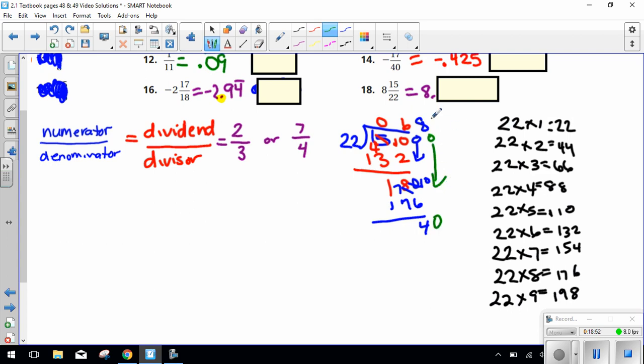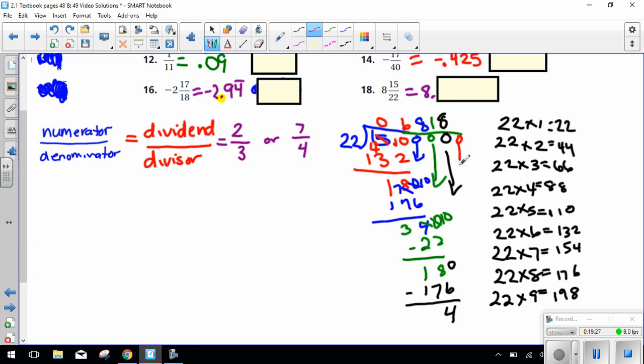22 into 40 is 1. 1 times 22 is 22. And let's subtract. 10 minus 2 is 8. 3 minus 2 is 1. I am going to add a 0 and bring down. 22 goes into 180. It has to be 8 times. 8 times 22 is 176. And from 176 to 180 is 4. I will add another 0. 22 into 40 has to be 1 time.